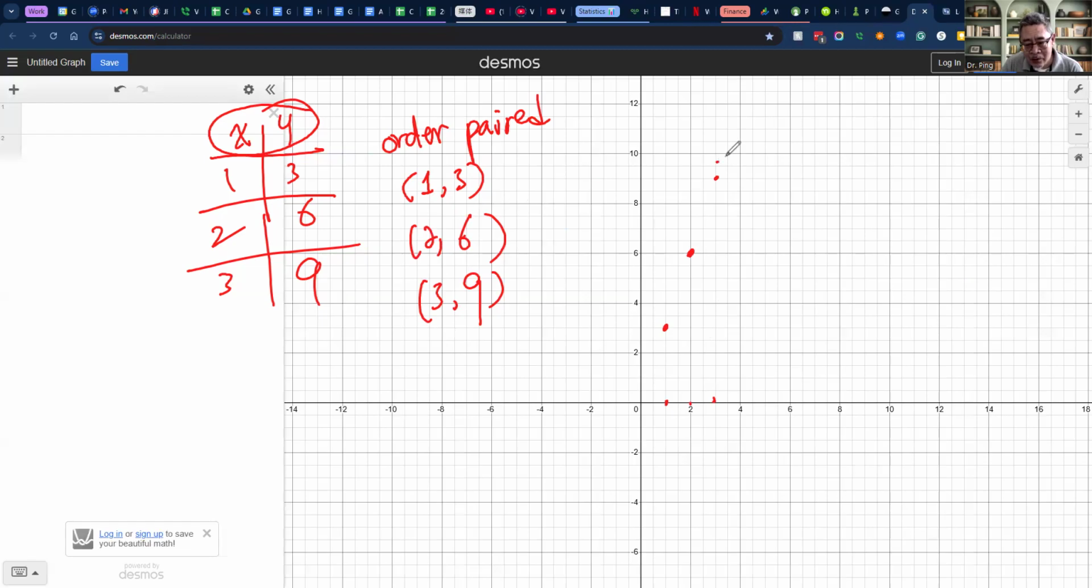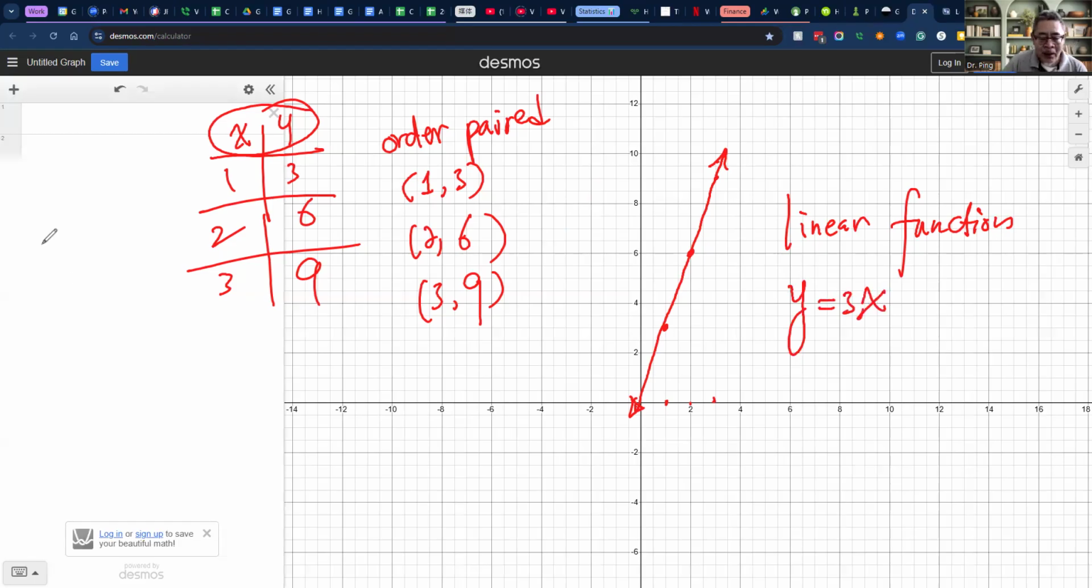One thing you notice is that if we connect them together, we get a nice straight line. This is what we call a linear function. When you graph a linear function, it always gives a straight line. And what we got here earlier is y equals 3x.